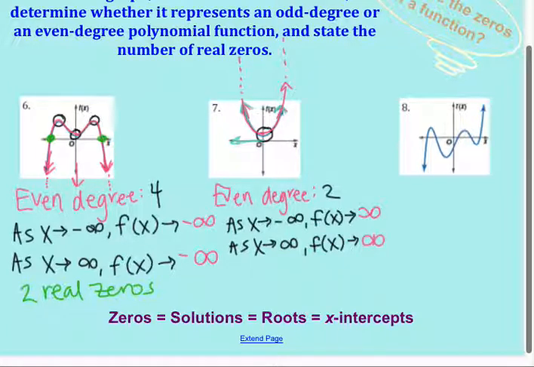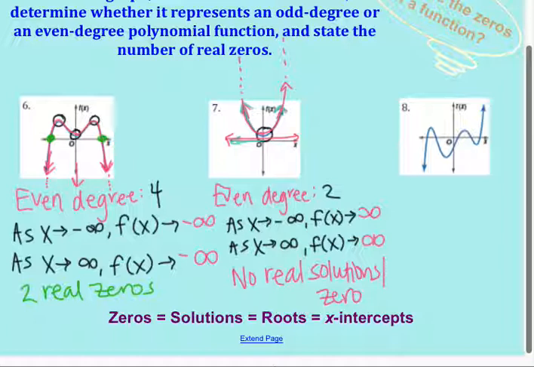And now how many solutions? Well, these are x-intercepts. If I look on my x-axis, my graph or my function never touches it. So in this case, there are no real solutions or zeros. There would only be imaginary or complex, like we talked about last trimester.